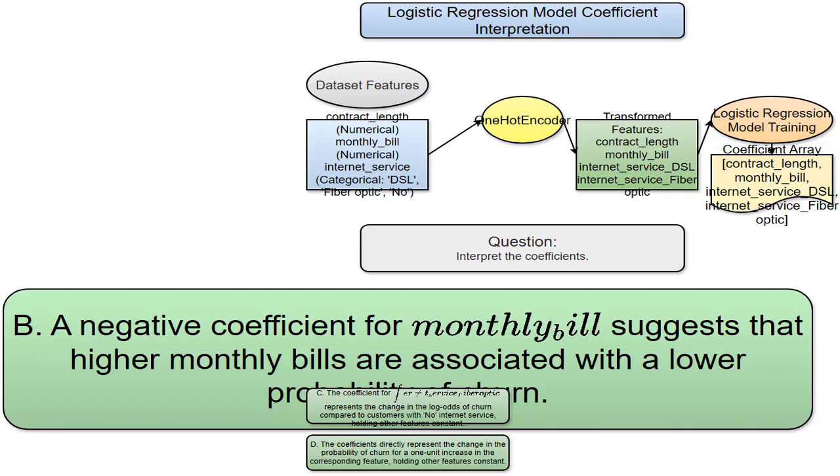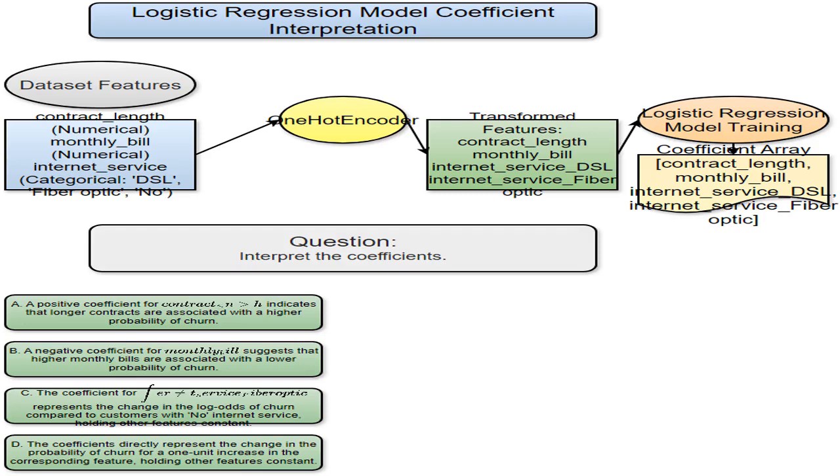This statement is correct. A negative coefficient here means that as the monthly bill goes up, the log odds of churn go down. This indicates a lower probability of churn, because a higher monthly bill might mean customers are more satisfied and less likely to churn. This shows the order in which your model presents the coefficients.